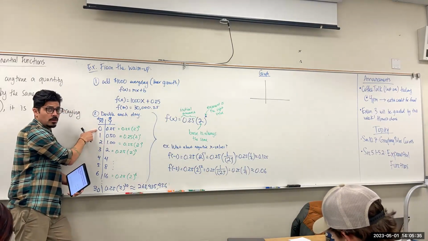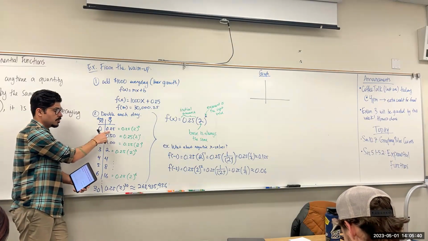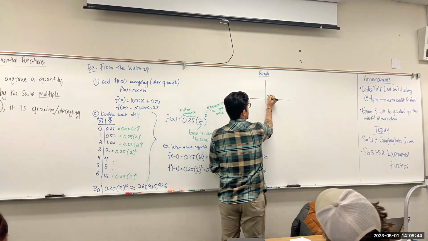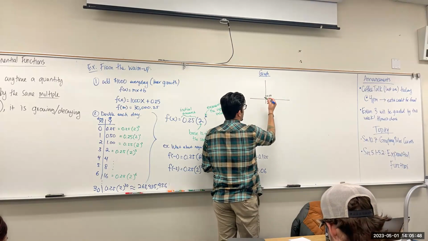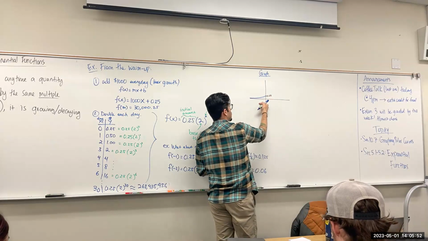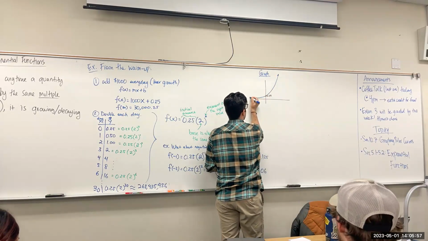At x equals 0 is the initial amount value, right? At x equals 0 is how much you start with, which is 0.25. And as we saw, the graph gets close to the x-axis as x approaches negative infinity, and then it just shoots up really fast. Like that.